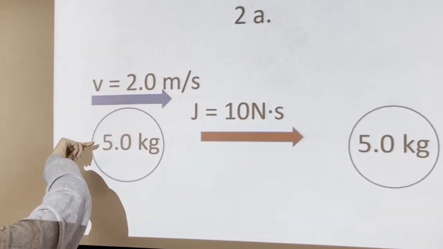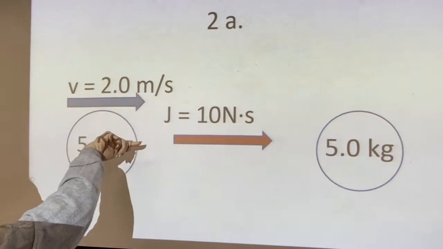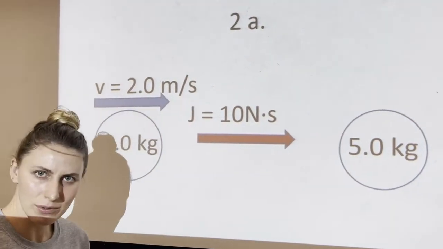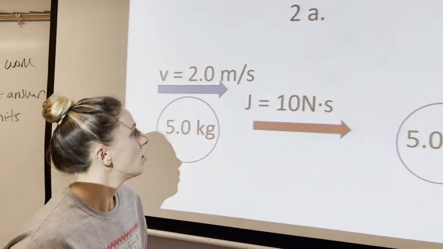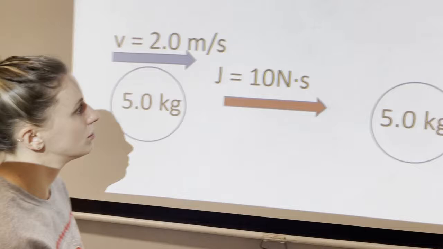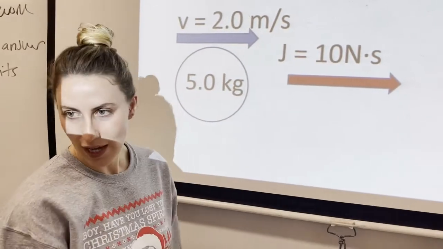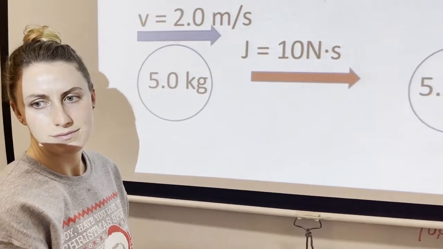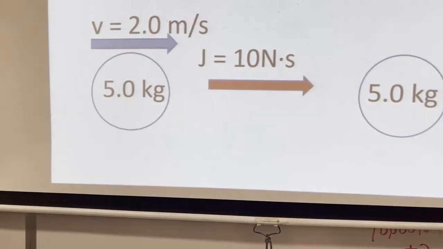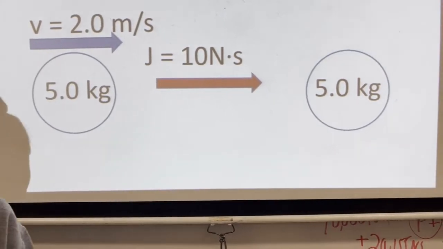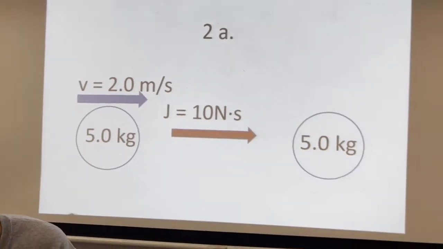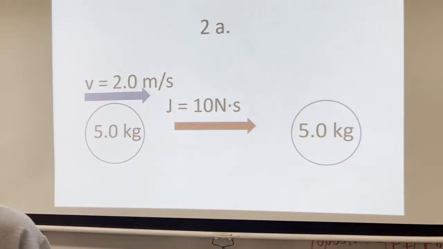Okay. Number 2A. So you've got the 5 kilogram ball moving this way, and remember when we were kicking the bowling balls, when you kick the bowling ball, we added an impulse of 10 newton seconds to that ball. What did number 2 ask to do? See, this is just the setup. Let me go to the next slide here.